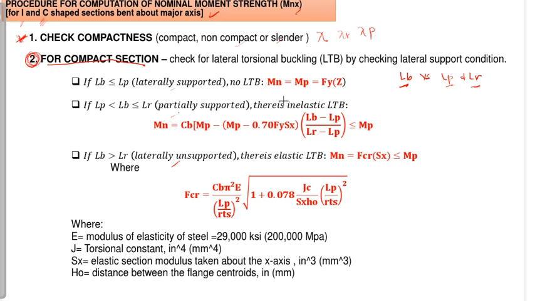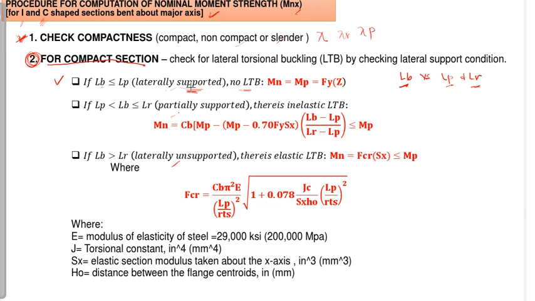LP, LR. Okay? So, if we have fully supported, if our LB is less than or equal to L sub P, we have a laterally supported. So if we have this fully supported or laterally supported section, LTB will not happen. So wala tayong LTB dito pag laterally supported. Okay? So ano na ngayon yung magiging failure natin kung wala tayong LTB?